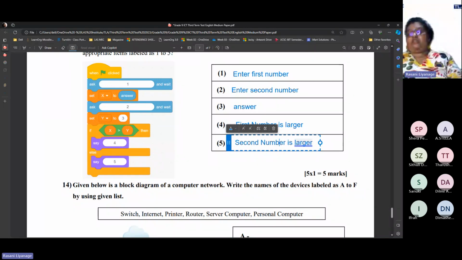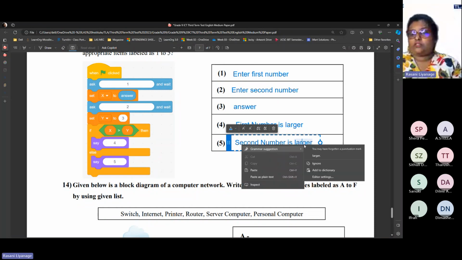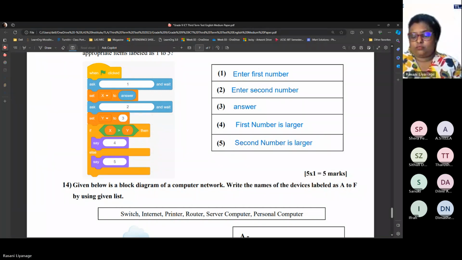Have something meaningful. There's no restriction for that. Coming to the last question.